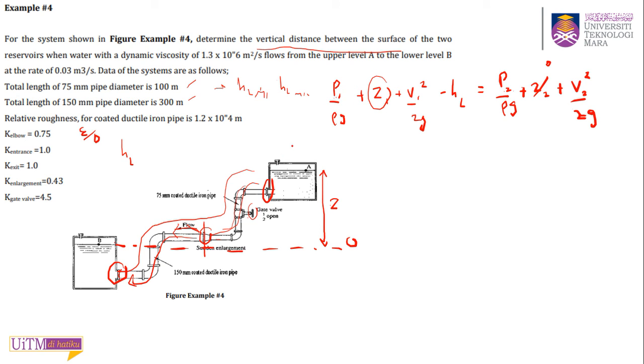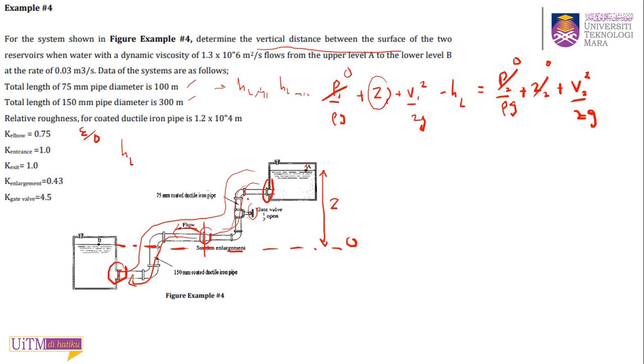Zero. Because this is open to atmosphere, even though it looks like it is inside a reservoir, this point is open to atmosphere. And you can just guess from the question. It doesn't give you any value for the pressure at point A and point B. That means the pressure is 0. So you can cancel out P1 and P2.